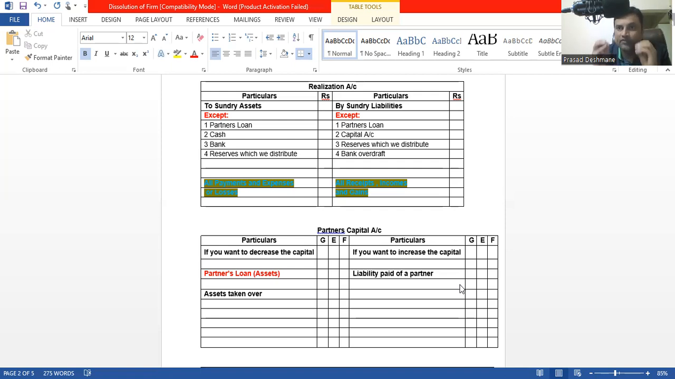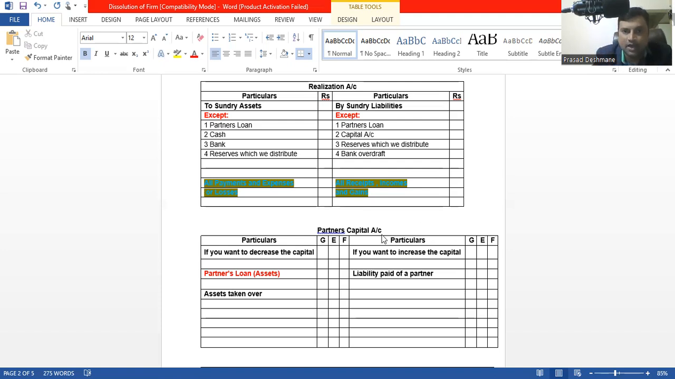Okay. Rule we follow here is what? A simple nominal account rule. What's the rule of nominal account? Debit expenses and losses, credit incomes and gains. Simple rule. Debit expenses and losses, credit incomes and gains. Okay. Similarly, payments on the debit side, receipts on the credit side.